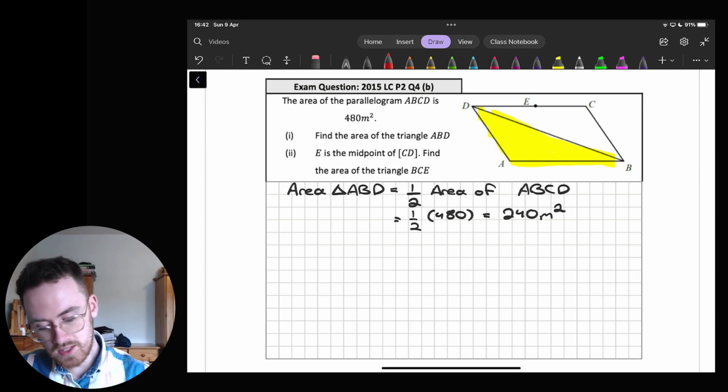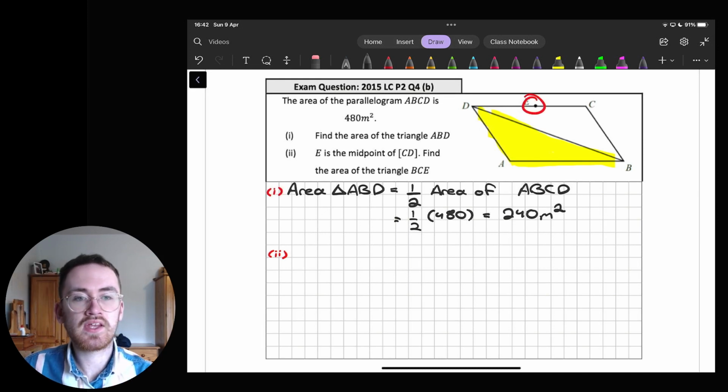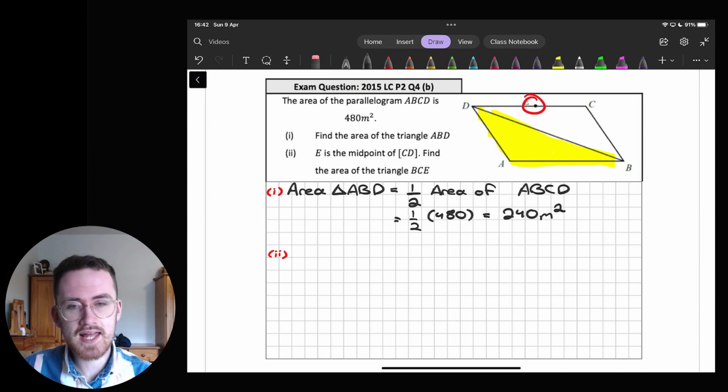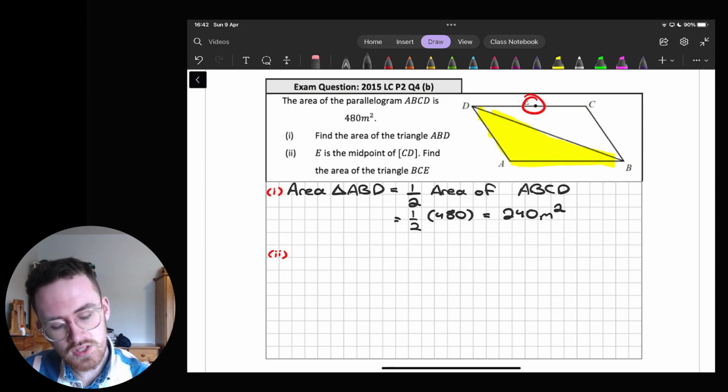Okay, looking at part 2 then, we're told that E, which is up here, is the midpoint of CD. Find the area of the triangle BCE. So E is the midpoint of my line CD. How is that going to help us in terms of answering this question? Okay, so let's have a look.